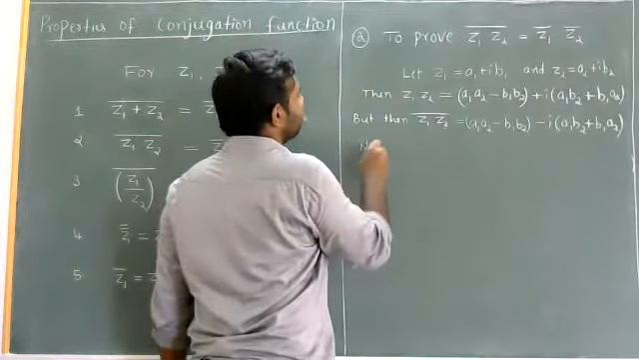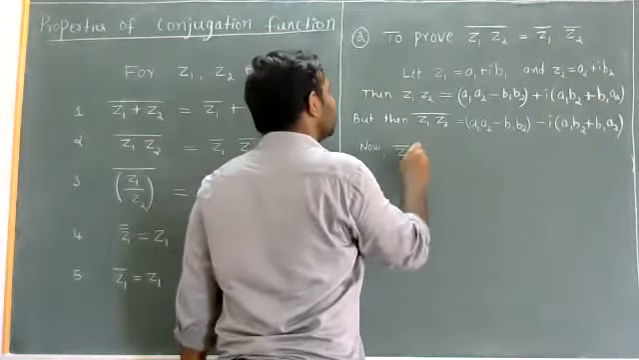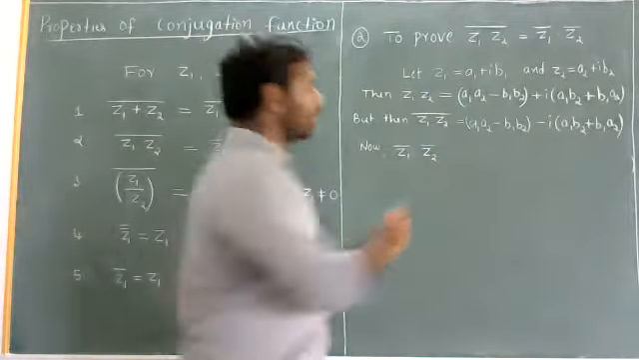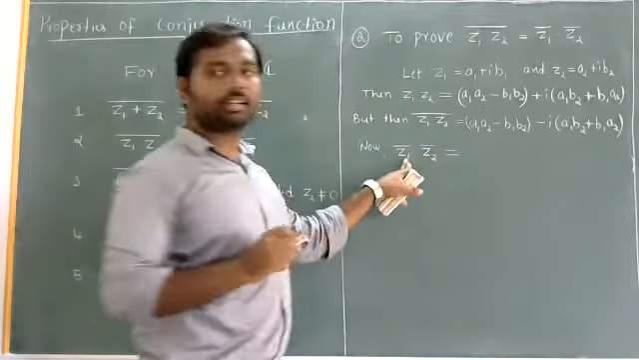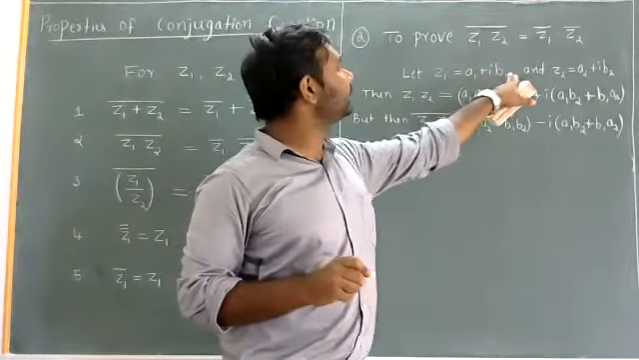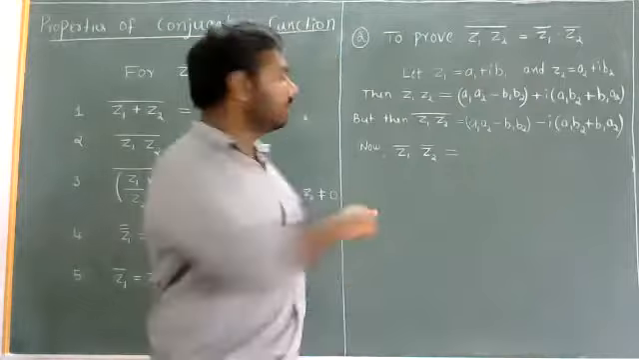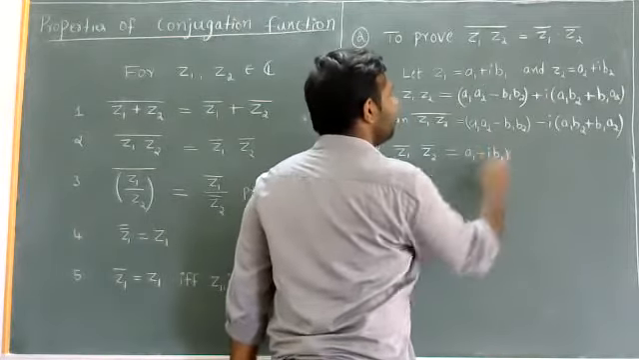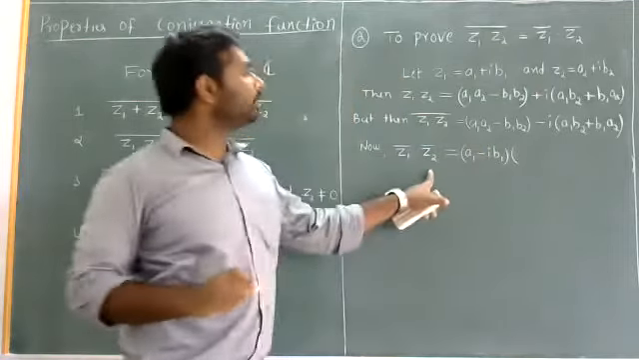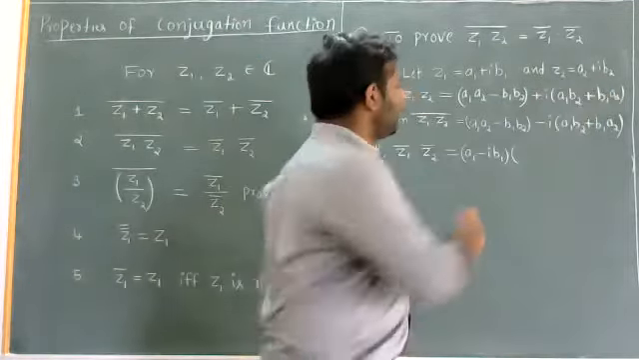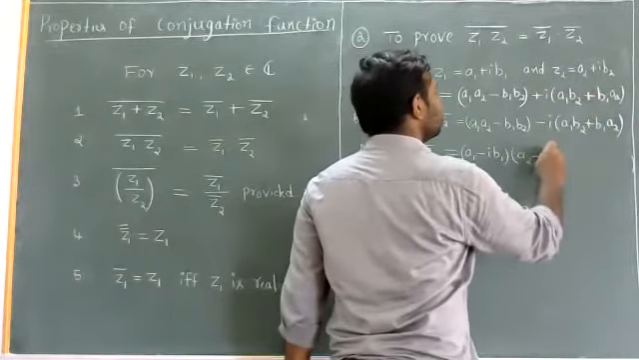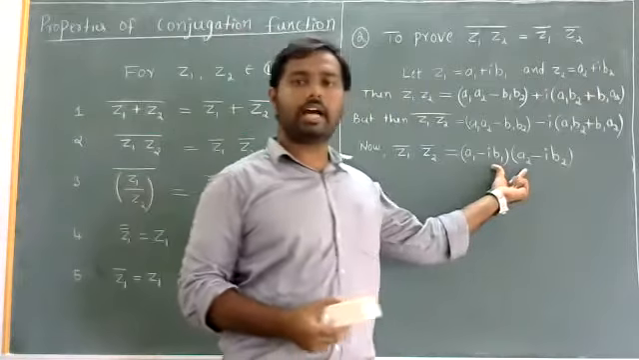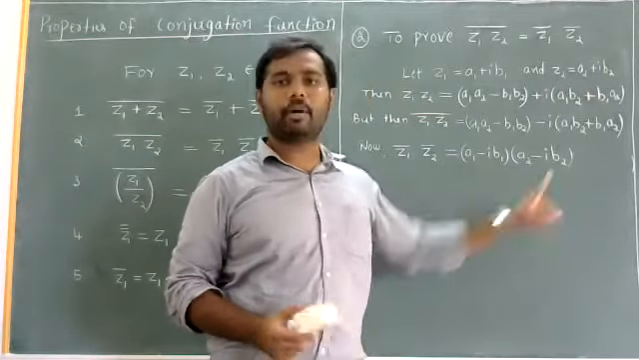Now I consider the RHS part. What is this? Z1 bar into Z2 bar. So what is Z1 bar? Z1 is A1 plus iB1. Its conjugate, Z1 bar, will be A1 minus iB1, into Z2 bar. Z2 bar is A2 minus iB2. Now I have a product of two complex numbers.